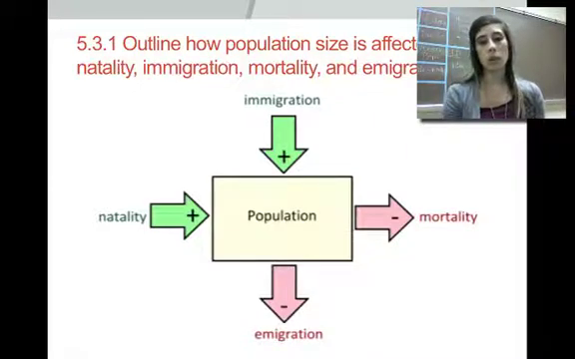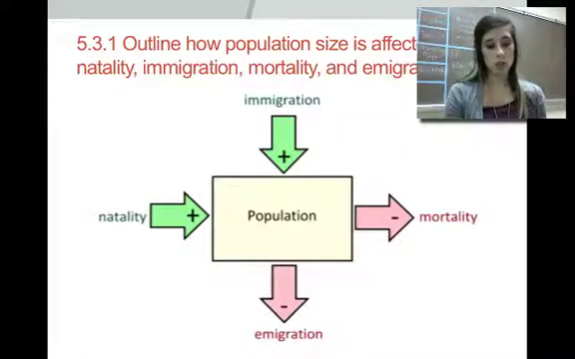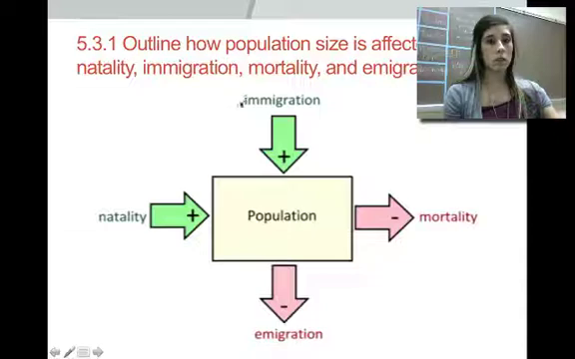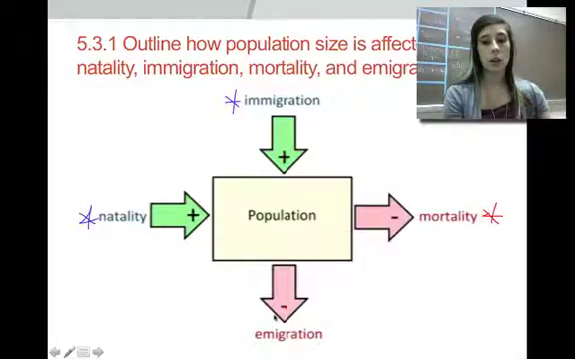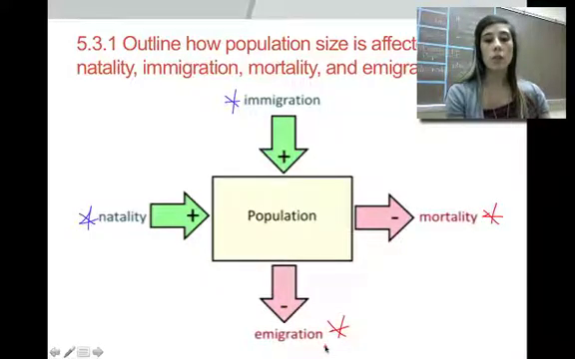This is a great representation of how natality, immigration, mortality, and emigration actually affect a population. You can see that these two right here, something moving in and something being born, should have a positive effect on our population. And then over here we have in red mortality and emigration. Those two things can cause a decrease in the size of the population, but you have to consider all four of these things working together to actually determine what the population size is at a given moment in time or over a period of time.